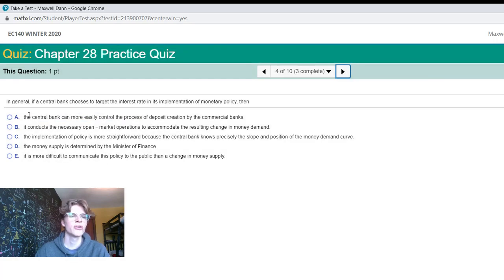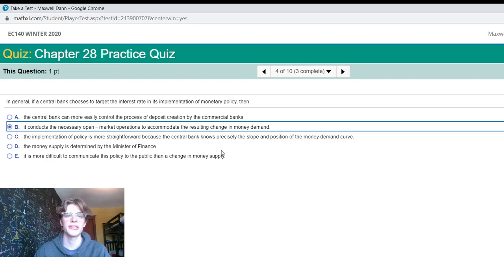In general, if a central bank chooses to target the interest rate in its implementation of monetary policy, then what are they going to do? The central bank can more easily control the process of deposit creation. No, wrong. They can't control it at all. It conducts the necessary open market operations to accommodate the resulting change in the money demand. That's true. So they change the money supply accordingly in order to maintain that interest rate.